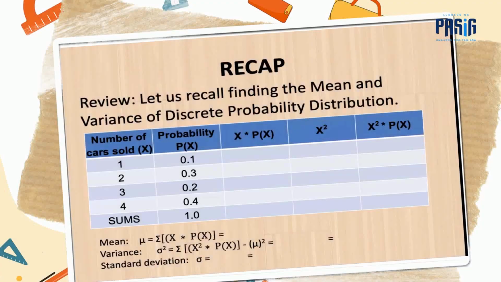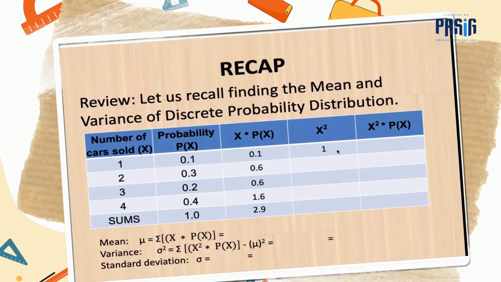Okay, for our recap, let us recall finding the mean and variance of a discrete probability distribution given the number of cars sold X and its corresponding probability P of X. Let us now fill up the column for X times P of X. 1 times 0.1 is 0.1, 2 times 0.3 is 0.6, 3 times 0.2 is 0.6, 4 times 0.4 is 1.6, and then let us add all of this. The answer is 2.9.